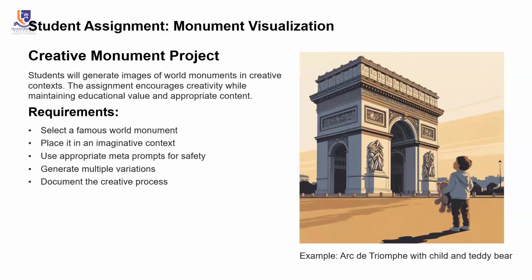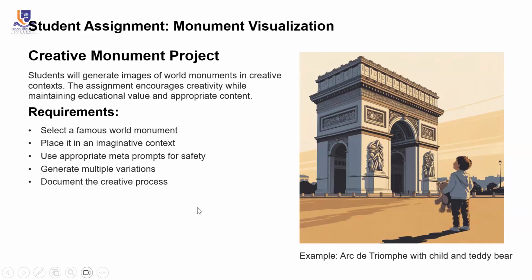So this is an example of a student assignment. This is a monument visualization, a creative monument project. Students will generate an image of a world monument in a creative context. The assignments encourage creativity while maintaining educational value and appropriate content. Now, you see the requirements: select a famous world monument, place it in an imaginative context, use appropriate meta prompts for safety, generate multiple variations, and document the creative process.